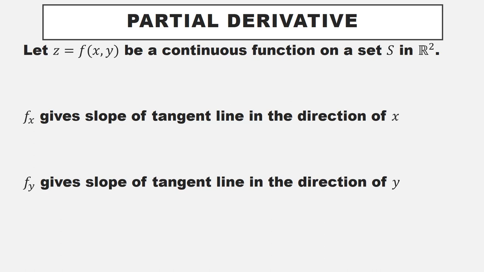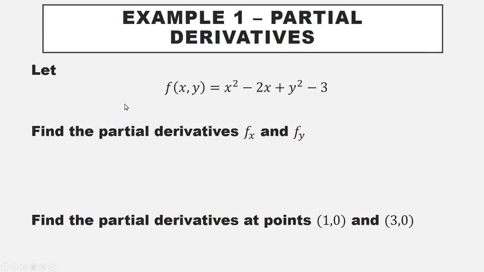Let's take a look at an example. Let's take the function f of x, y is equal to x squared minus 2x plus y squared minus 3. And we'll find the partial derivatives, which are also again called the first partial derivatives, f sub x and f sub y. And we'll evaluate those derivatives at the points (1, 0) and (3, 0).